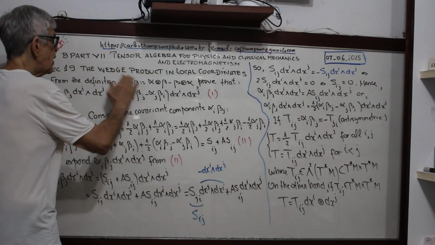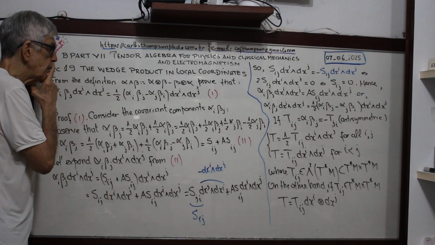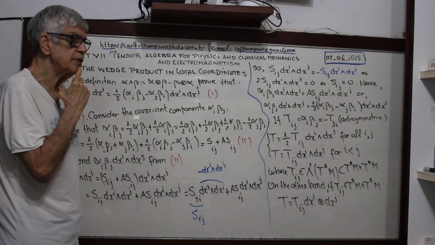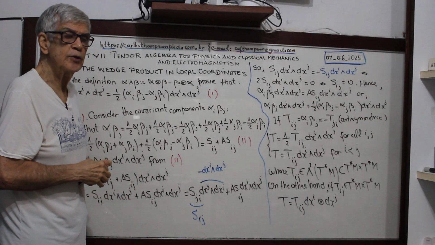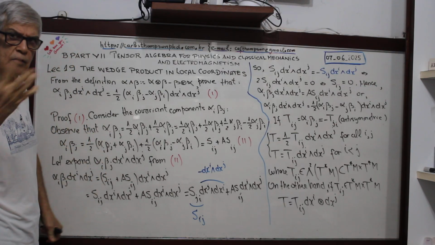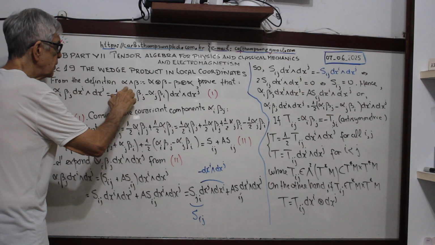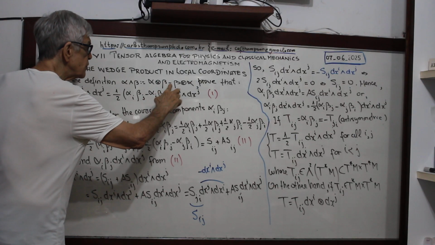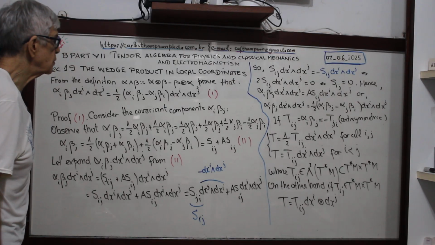Lecture 19, the wedge product in local coordinates. Our goal is to develop these properties to use when I derive curvature and torsion. From the definition, alpha wedge beta is alpha tensor product beta minus beta tensor product alpha. This ensures antisymmetry.